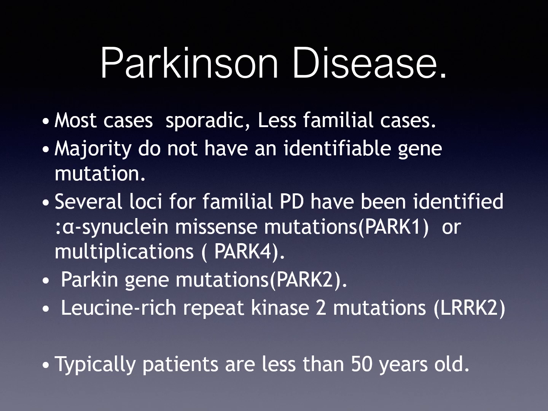In these familial cases of Parkinson's disease, the patient is typically less than 50 years old. There have been several loci isolated for familial Parkinson's disease, including but not limited to alpha-synuclein missense mutation, PARK1, or multiplications, PARK4. Parkin gene mutations, PARK2, leucine-rich repeat kinase 2 mutations. And as mentioned earlier, these familial cases typically affect the younger population, below 50 years of age.